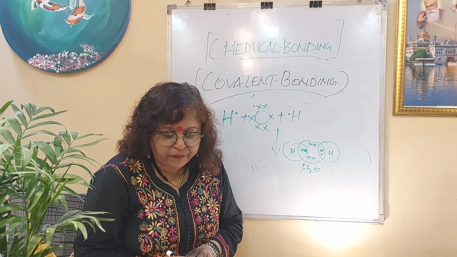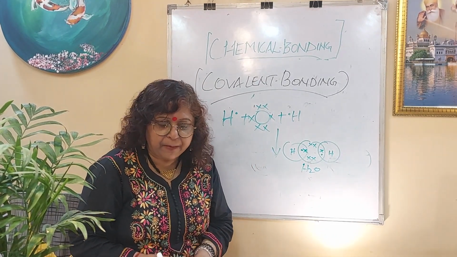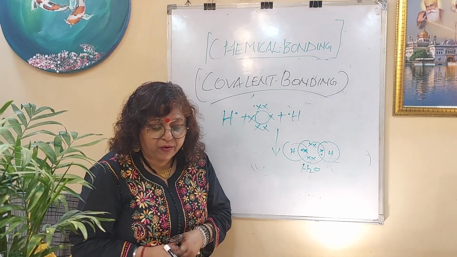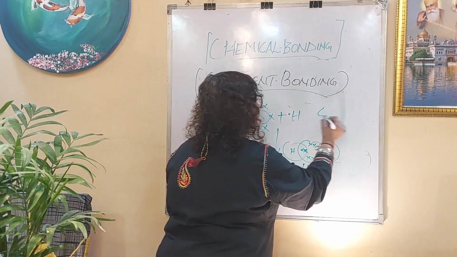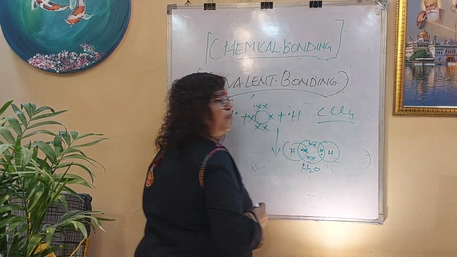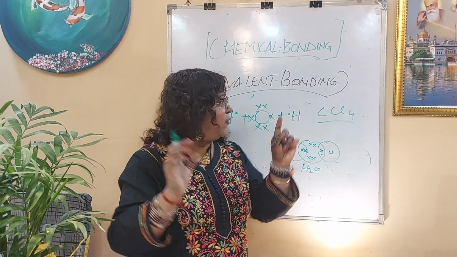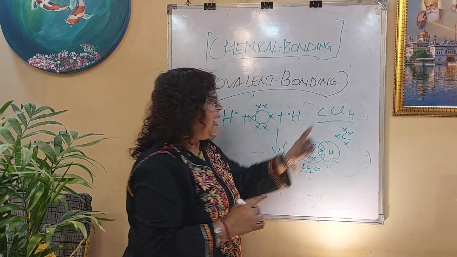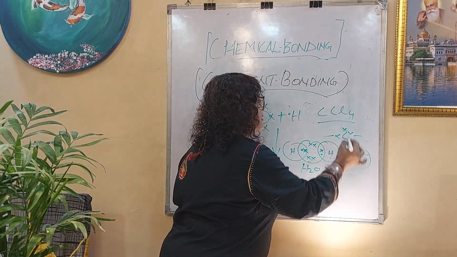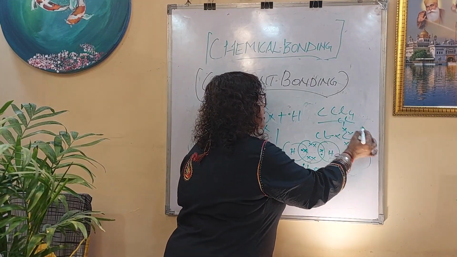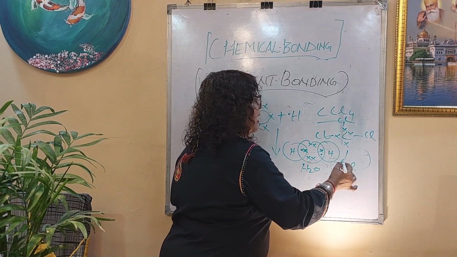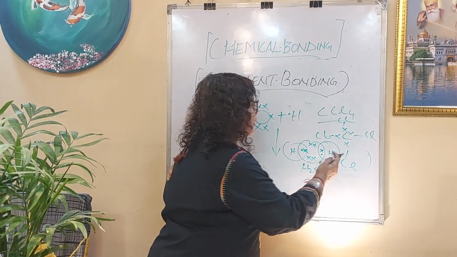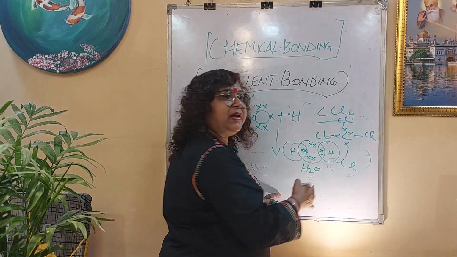Another compound which you can form, a non-polar compound, is very simple and interesting. You can see and form carbon tetrachloride, CCl4, carbon with 4 electrons in the center, and Cl will be at the 4 sides, and you have to show it with a separate chlorine. Chlorine has 2, 8, 7.